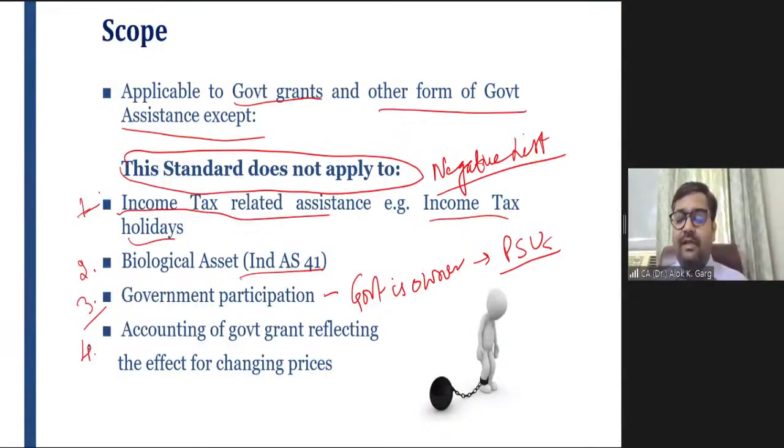I hope these four things are clear. First, income tax related assistance is not within the scope of this standard. Agriculture asset grant is not within the scope of this standard. If the government is the owner, promoter, or equity shareholder, and is participating in that entity and providing some benefit, it is not applicable in this standard. When the government is providing some assistance to remove the impact of price changes for a particular set of industry or a company, it is also not covered under this particular standard.